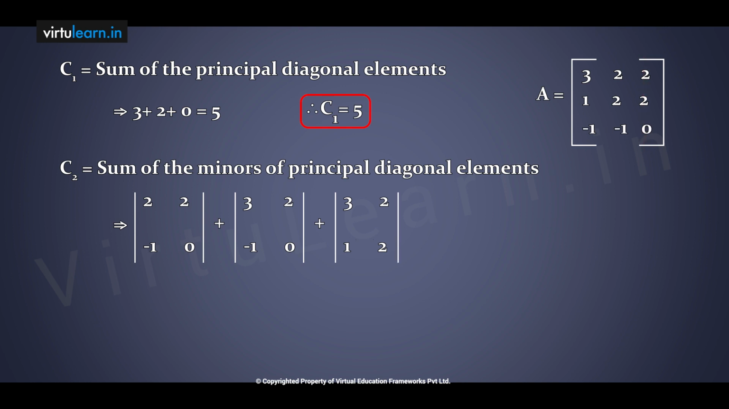After calculation, 2 into 0 minus 2 into minus 2, minus into minus becomes plus, so 2 plus 2, plus 3 into 2 minus 2, which is 6 minus 2. That implies 2 plus 2 plus 4 equals 8. C2 equals 8. This is nothing but the sum of the minors of the principal diagonal elements.